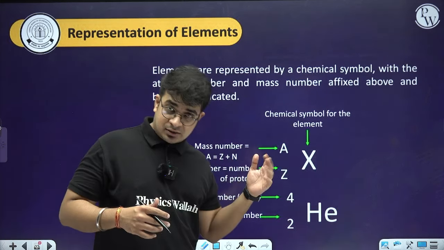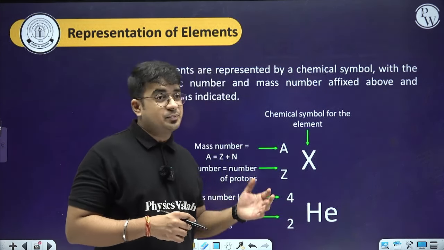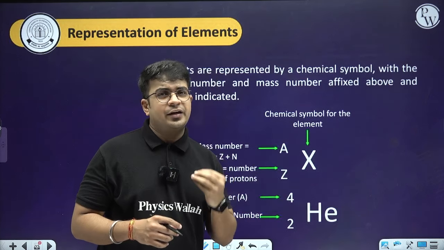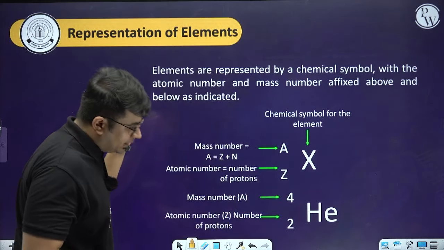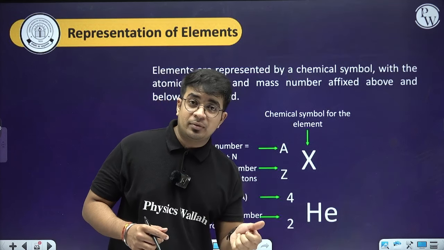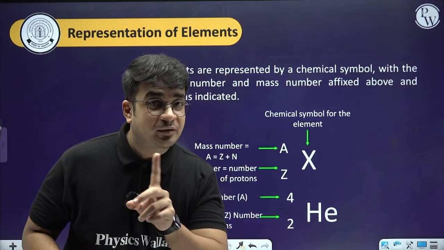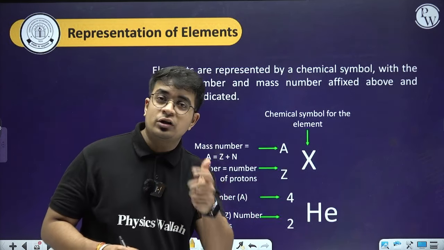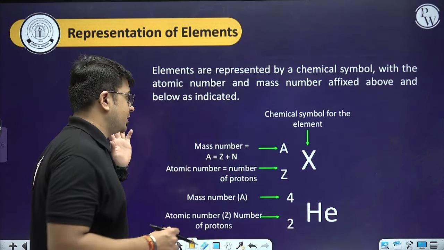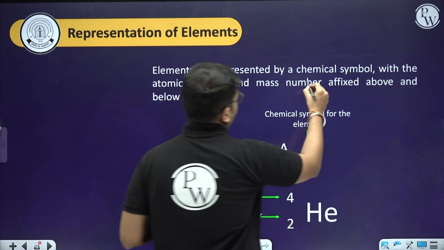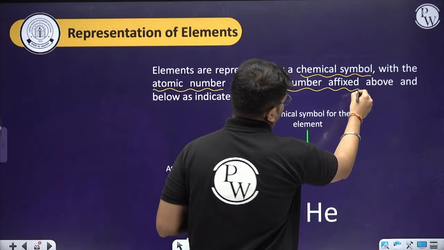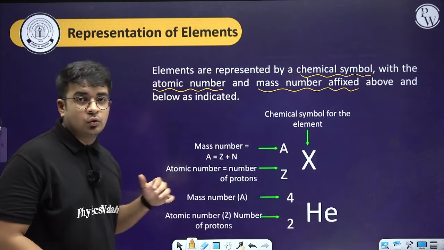Now the next part, which is relevant to your analysis, is the representation of the elements. Representation is a very simple term. In the representation, you need to know the symbol of that particular element, its atomic number, and its mass number. I'm not talking about the atomic mass, you need to be very careful. I'm just talking about the mass number, which is the total number of neutrons and protons present in the nucleus. Elements are represented by their chemical symbol with the atomic number and mass number affixed below and above as indicated.